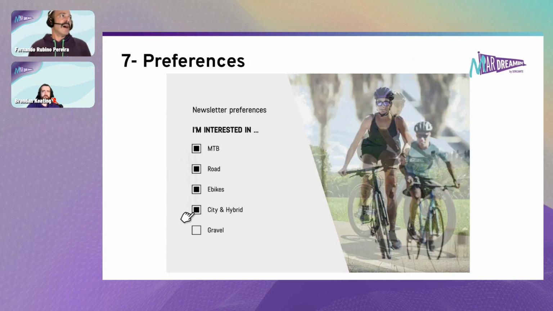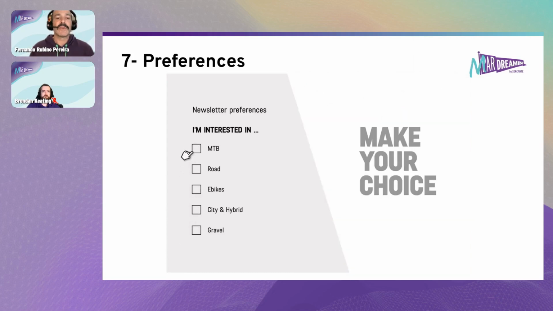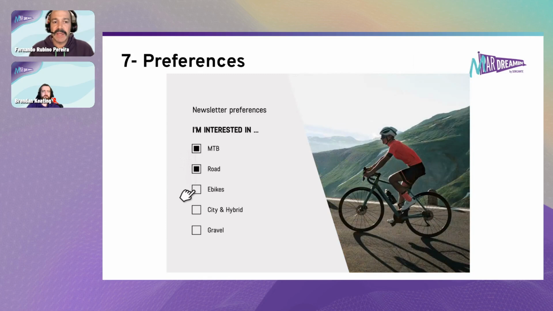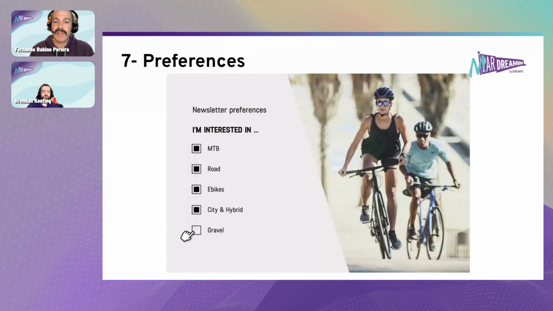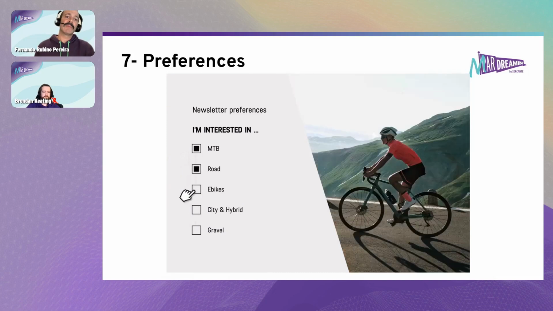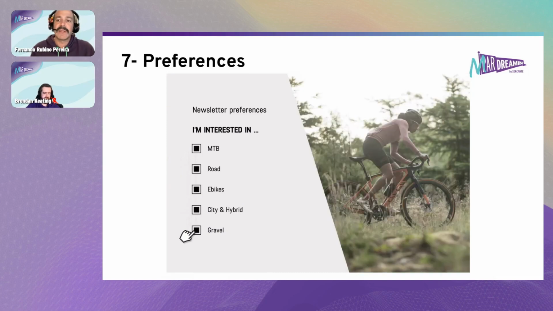7, which is about the preferences. Of course, you want to know more about your users. That's why it's crucial that you can ask them in the beginning, what's your preferences? And for us, it's really crucial to define what's the word of interest they like to receive on newsletter. If it's an MTB, if it's a road, or if it's a gravel or triathlon.